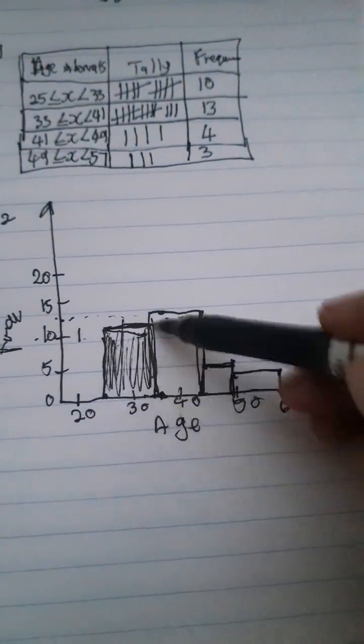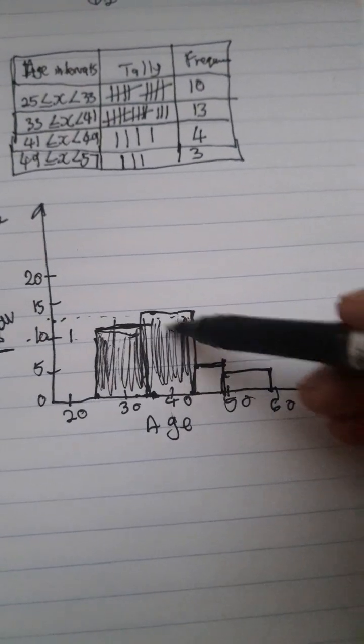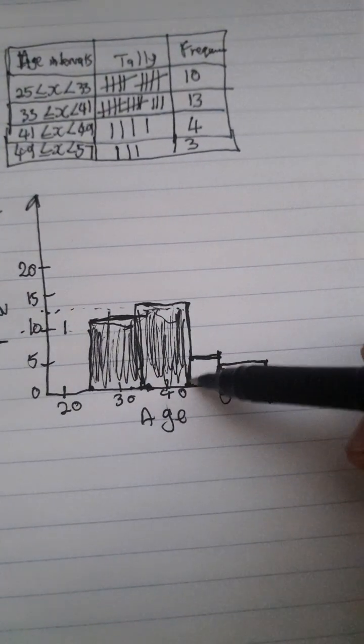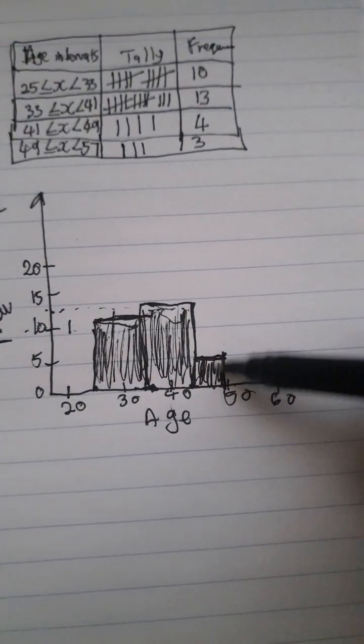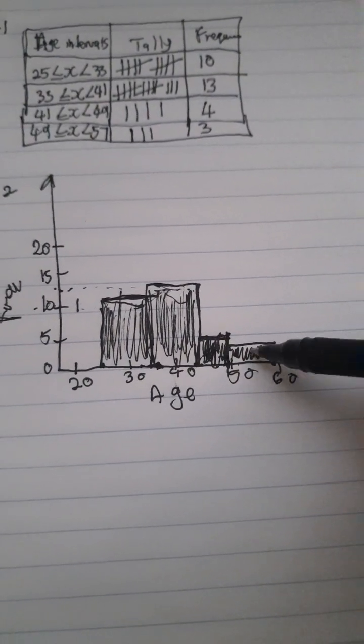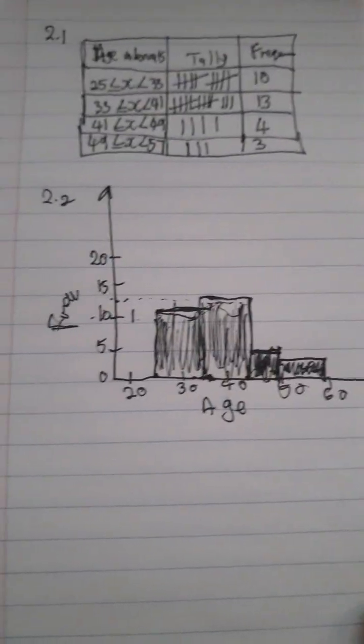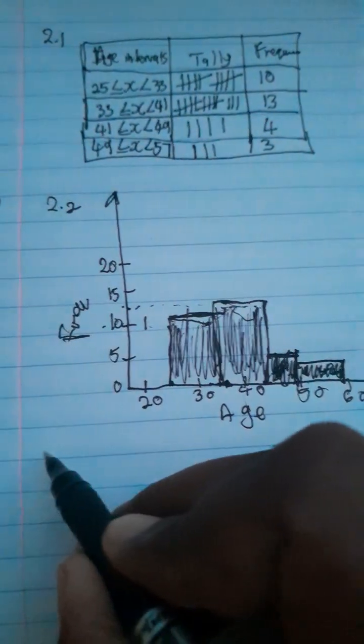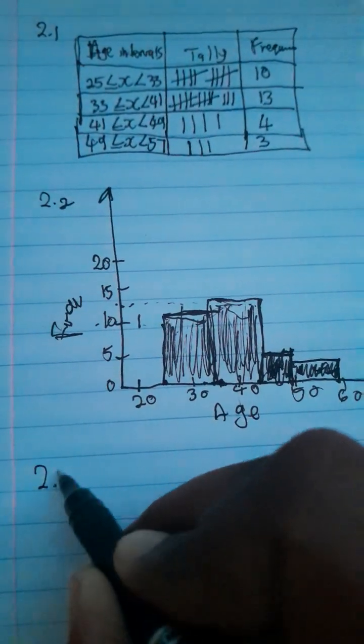So you will have to shade it. You will have to shade with your pencil, but ensure that yours is accurate, guys. If there's a mistake I made, you should tell me. It's fine. There's always room for learning. That's how you can do 2.2. Let's go to 2.3.